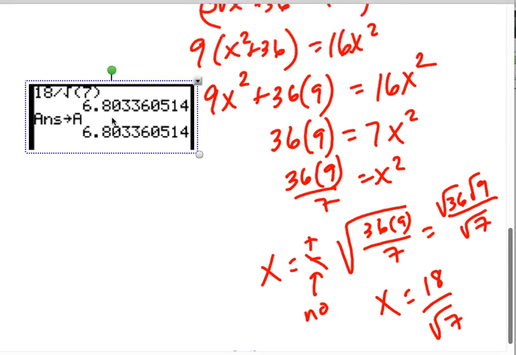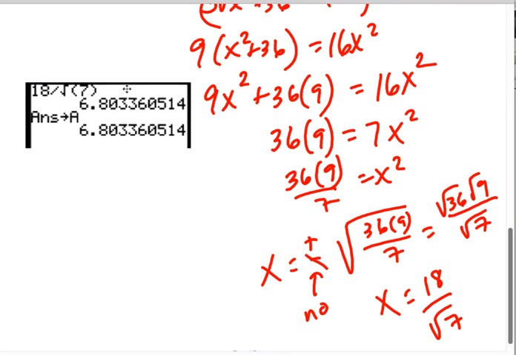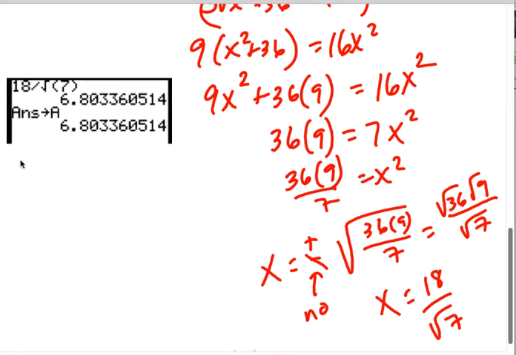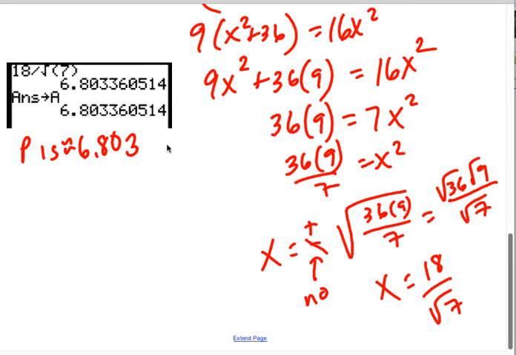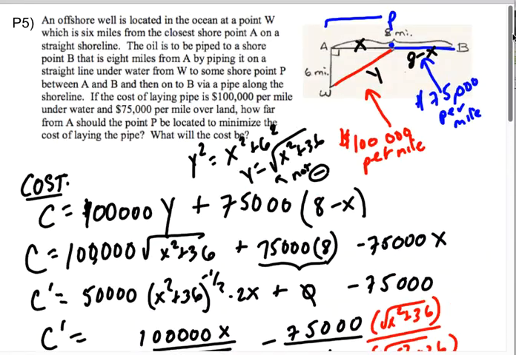So my first part of my answer, because I was asked 2 questions. First part is B is 6.80, we'll say approximately 6.803 miles. Let's see if it was miles. So miles from point A, right? And then the second piece of information is what would that cost be?